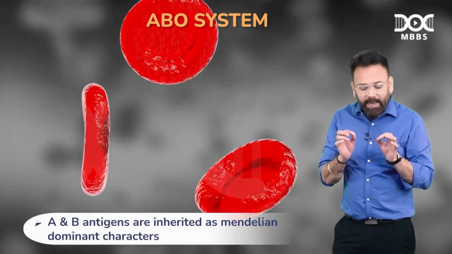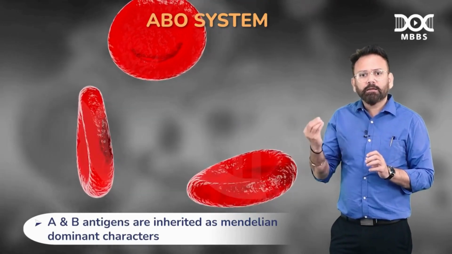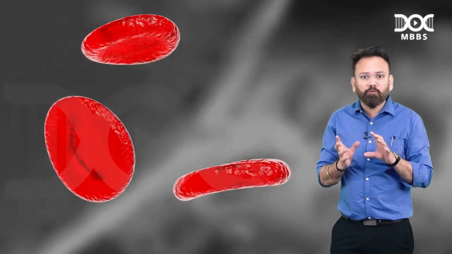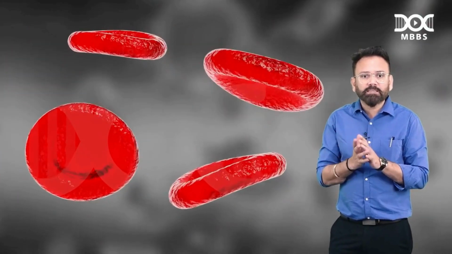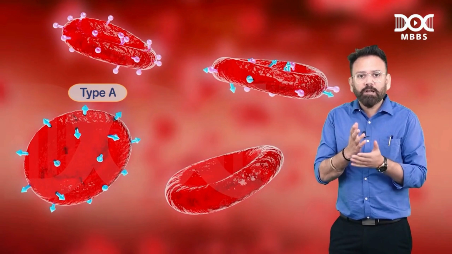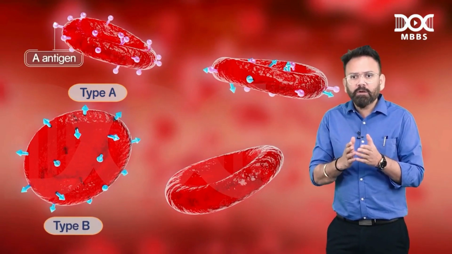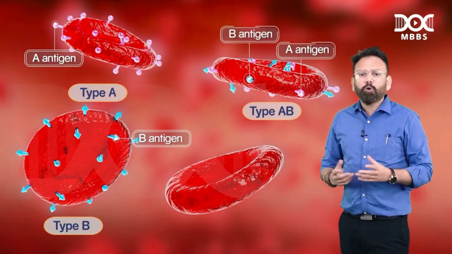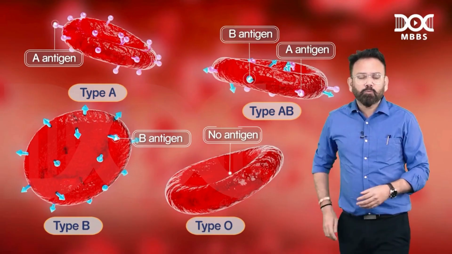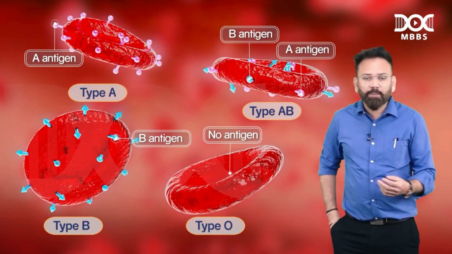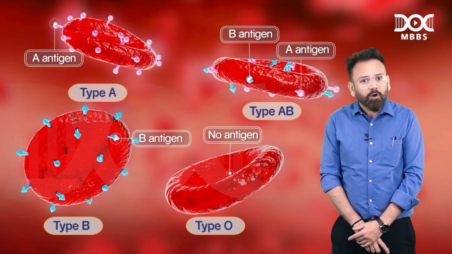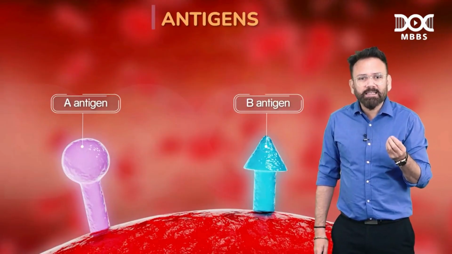A and B are the antigens which are inherited as a Mendelian dominant character. And individuals are divided into 4 major blood types on this basis. Type A individuals have the A antigen, type B individuals have the B antigen, AB blood group have both A and B antigens, and O has neither of these. So blood group can be A, B, AB, or O, depending on the type of agglutinogen or antigen. So as a doctor, you must know what these antigens are.